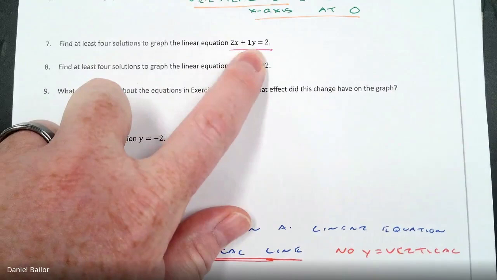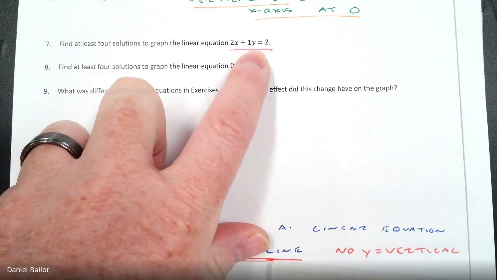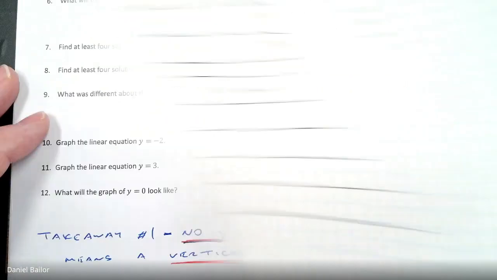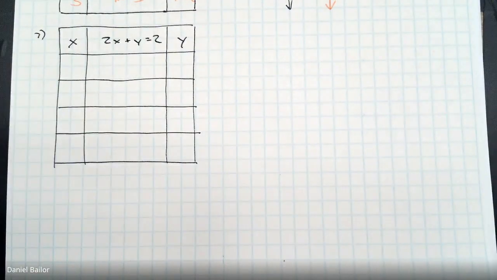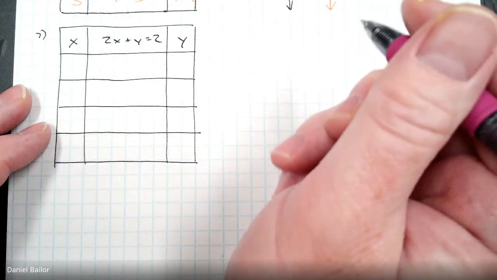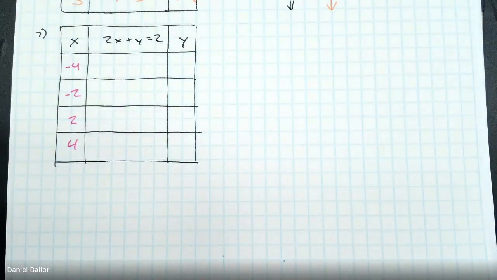And let's look at number 7. The equation was 2x plus y equals 2. I'm just going to put 2x plus y equals 2 because 1 times y is just y. Now, because x has the more complicated coefficient, 2 is more complicated than 1, I'm going to pick my values for x. Let's do -4, -2, +2, and +4. You could pick any 4 you want.